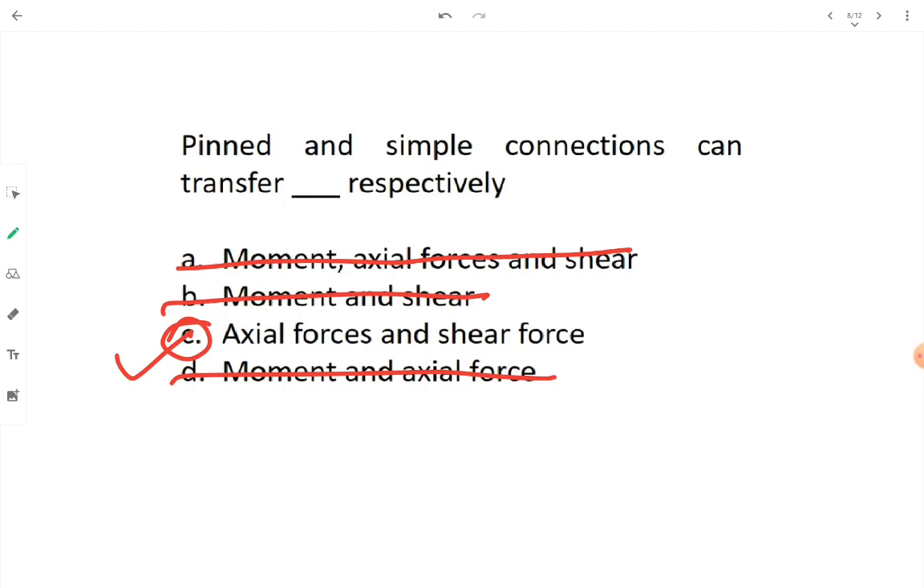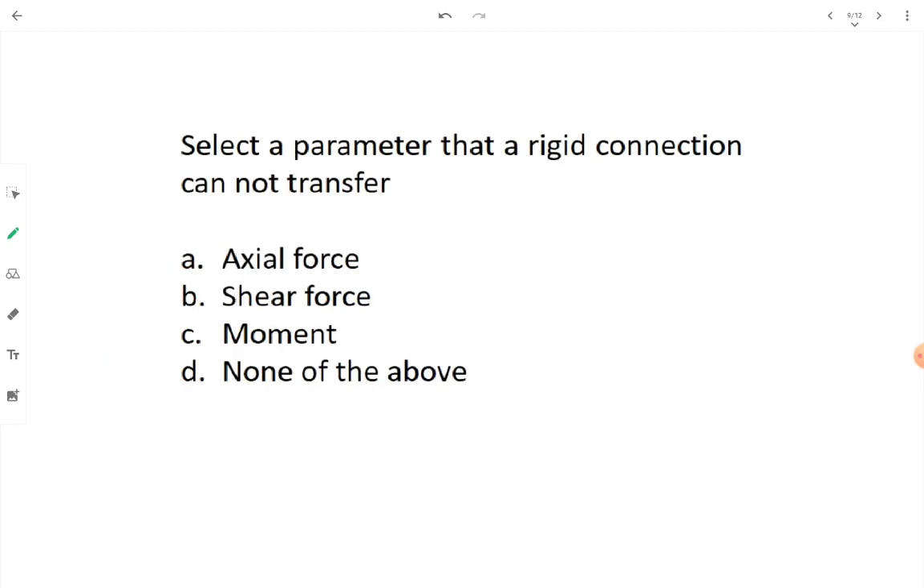Let's go to the next question. Select a parameter that a rigid connection cannot transfer. Can a rigid connection transfer axial force? Yes, very right, correct. Can it transfer shear force? Correct. Can it transfer moment? Yes, it can transfer moment. Therefore, none of the above options provided are the ones that a rigid connection cannot transfer.